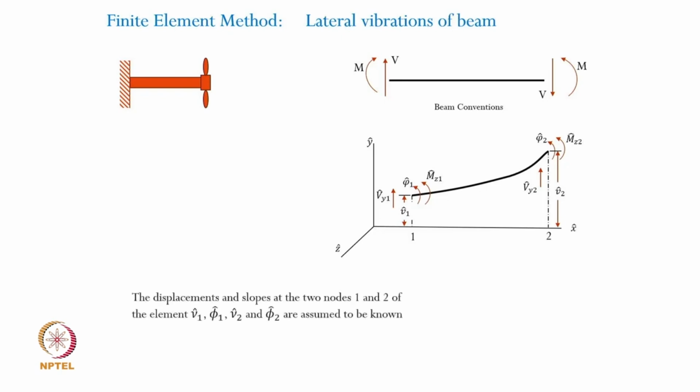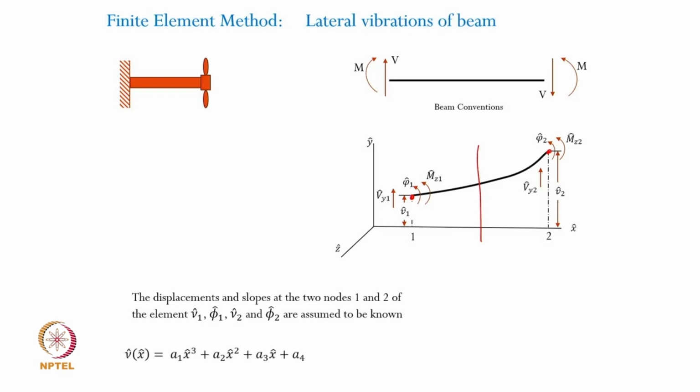Now here again we look at the interpolation function. Supposing that these parameters are known at these two node locations, how do I find the value of the displacement at the intermediate point between the nodes? That basically is our shape function.